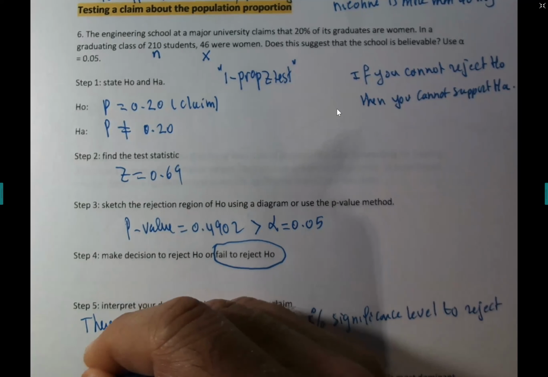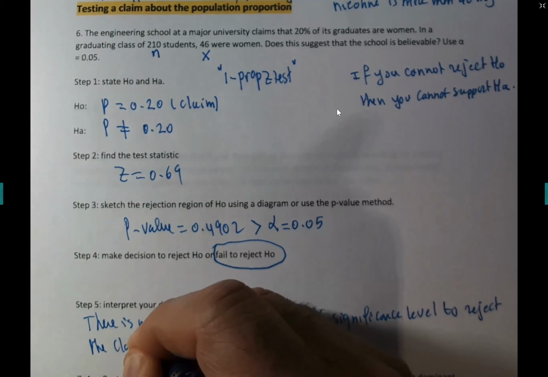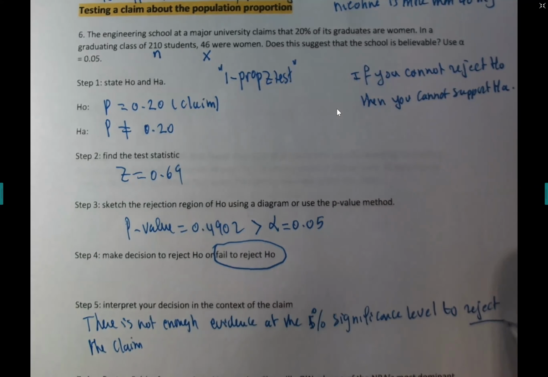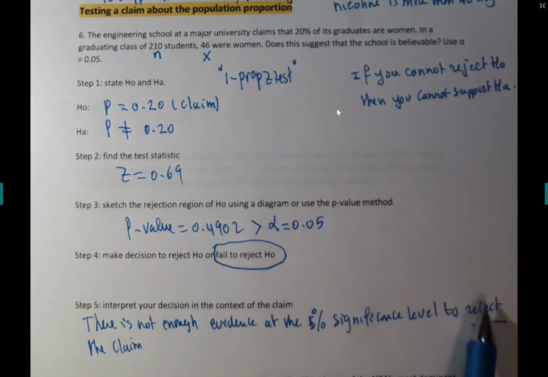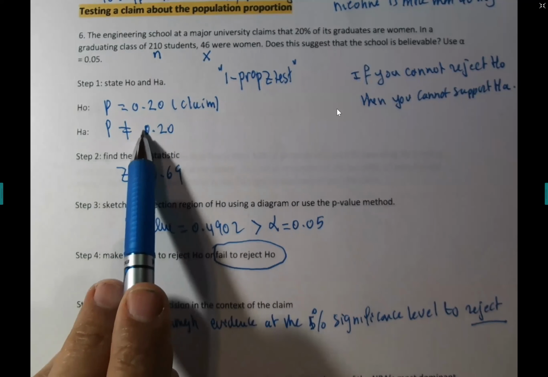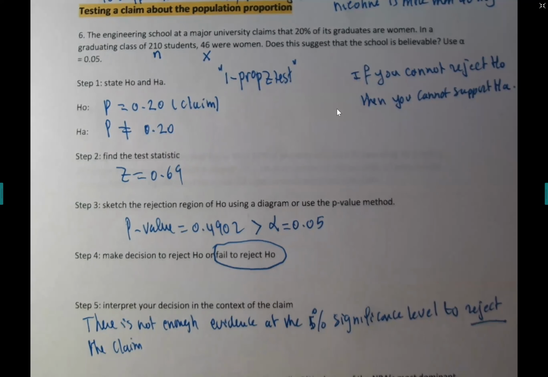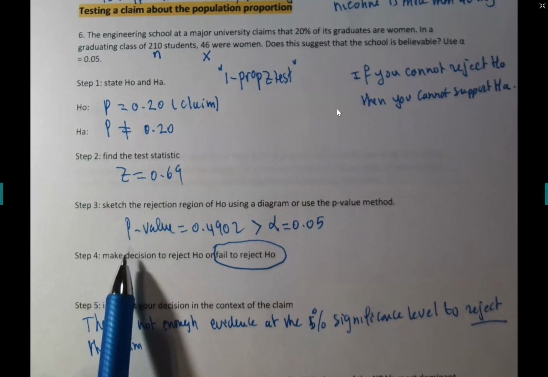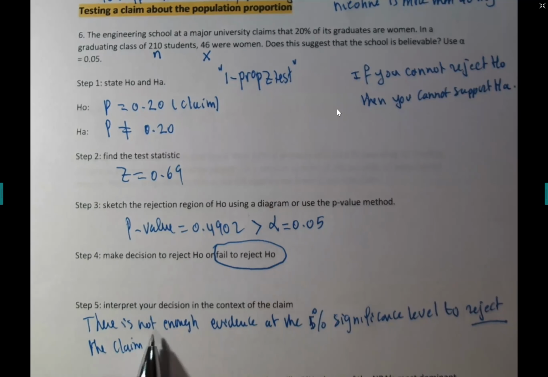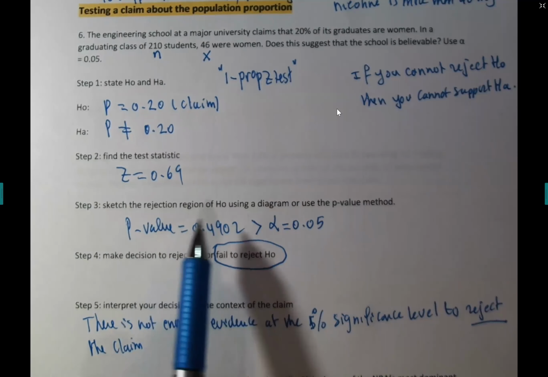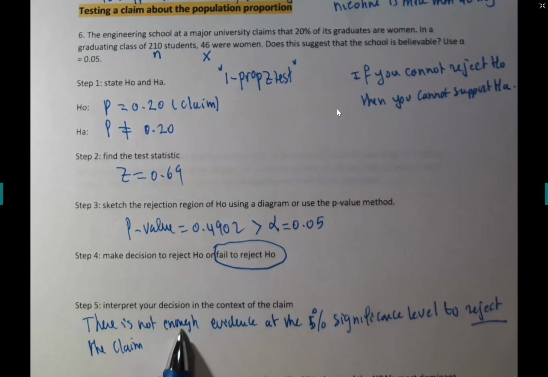Whenever the claim is at HO, you use the word reject. When the claim is at HA, you use the word support. When you reject HO, you say there is enough evidence. When you fail to reject HO, you say there is not enough evidence. It's as simple as that, guys. If you follow this pattern, I can guarantee you will never make a mistake in the final statement.